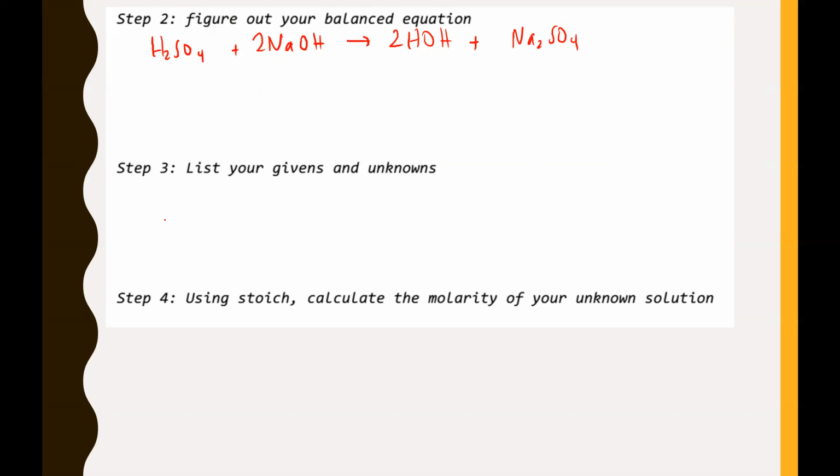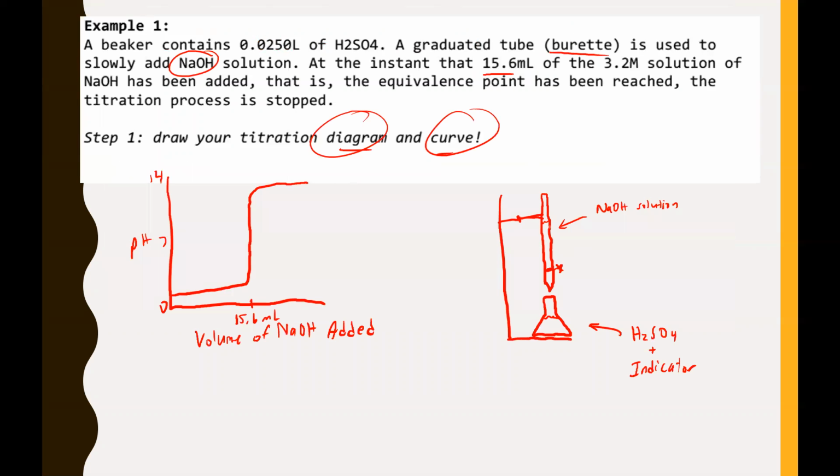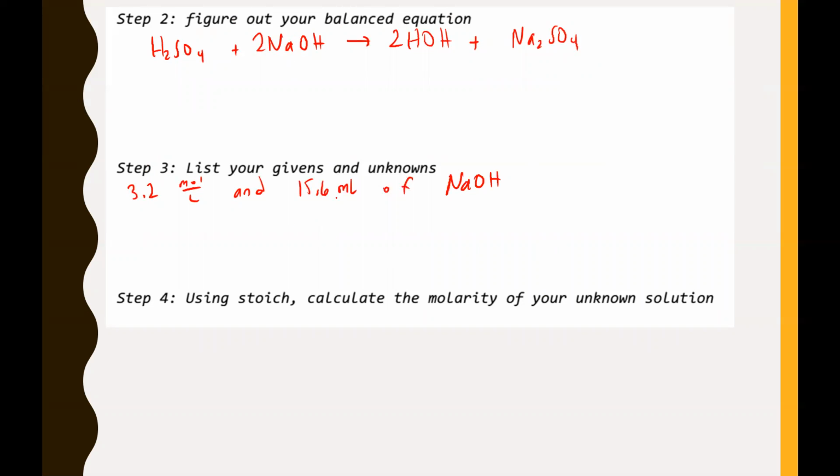Step 3, list your givens and your unknowns. This is a bit of a different way of doing it, but one given that we know is we have 3.2 capital M, which is moles per liter, and 15.6 milliliters of that H2SO4, right? Oh wait, what was it? No, it wasn't H2SO4, fake news right there. Sorry about that, guys. It's NaOH, my mistake. We know how much of that we have, right? 15.6 milliliters. That was how much was actually dripped into our quote unquote beaker. So that was how much came out of the burette. Their first reading and their final reading, they just subtract the two, and that was how much they actually added into there.